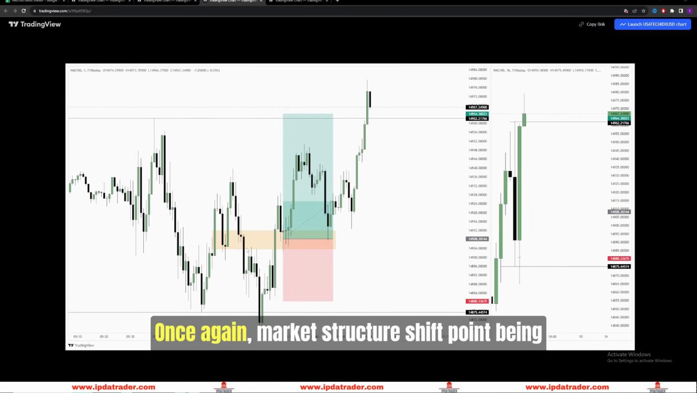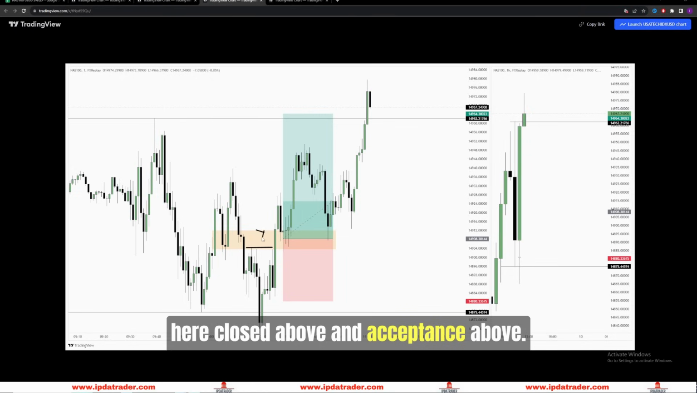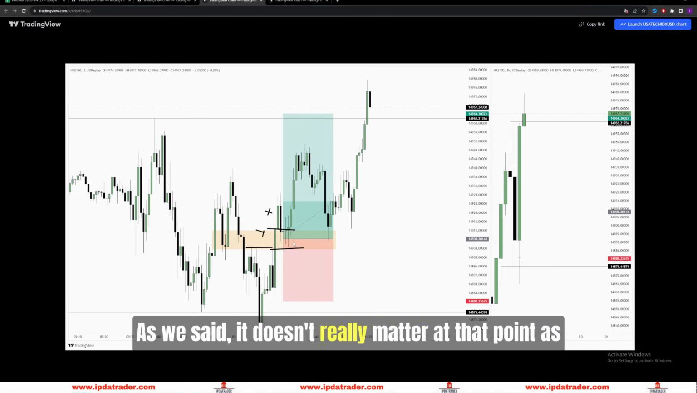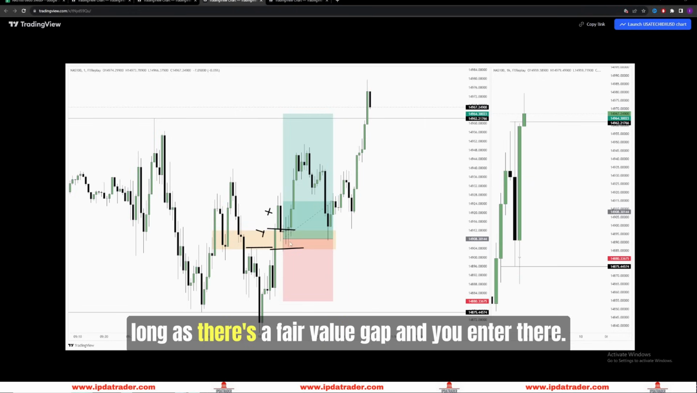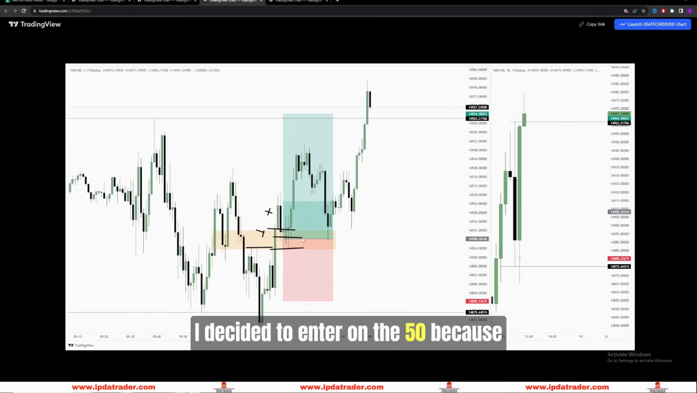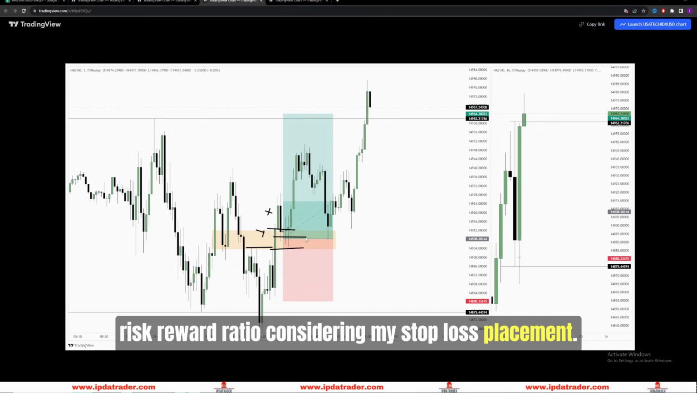Moving on, a bullish example here. Once again, market structure shift point being here, closed above and acceptance above. You can see that the fair value gap forms above the market structure shift point. As we said, it doesn't really matter at that point as long as there's a fair value gap and you enter there. I decided to enter at the 50 because I thought that would make for a better risk reward ratio, considering my stop loss placement.